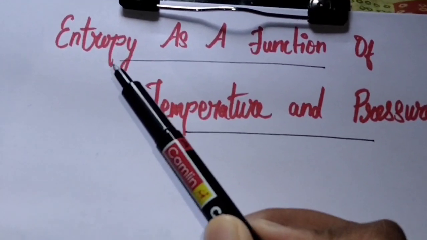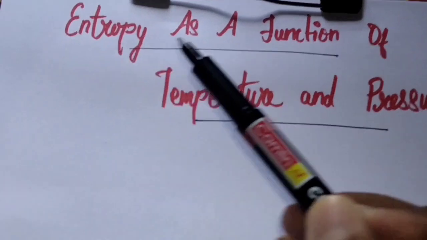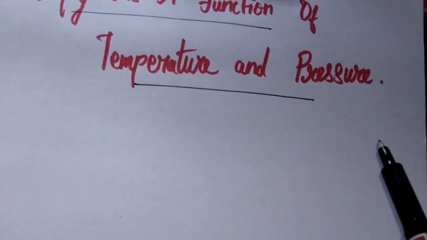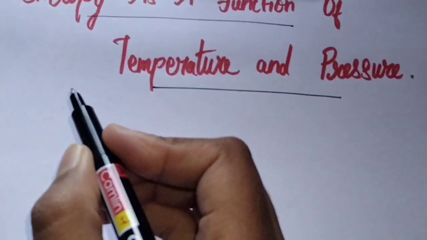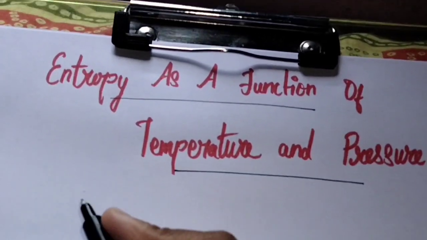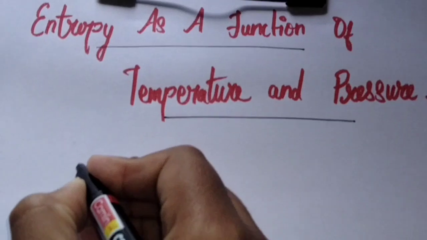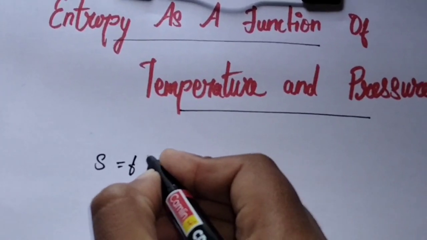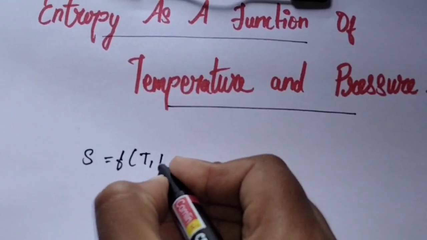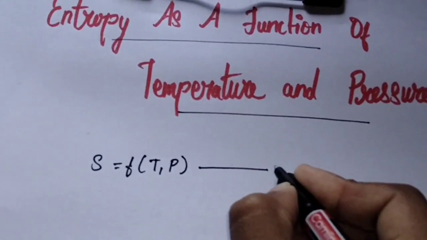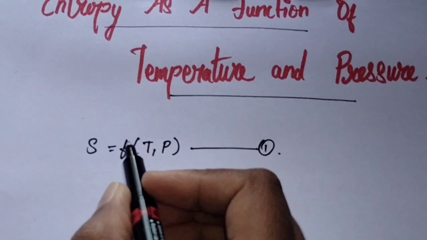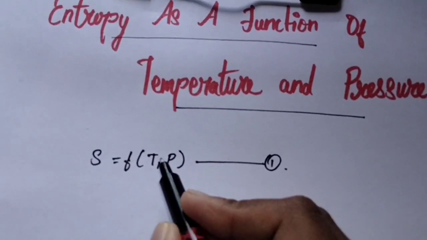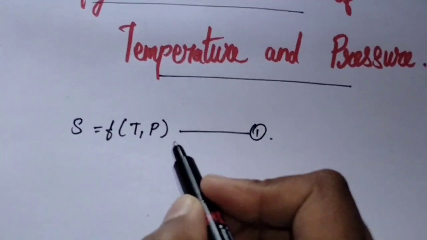Today in this video, we are going to discuss the entropy as a function of temperature and pressure. So the entropy of a substance is a function of temperature and pressure. That is, S equals a function of T and P. Take this as equation number 1. In this equation, S is the entropy of a substance, F is the function, T is temperature, and P is pressure.